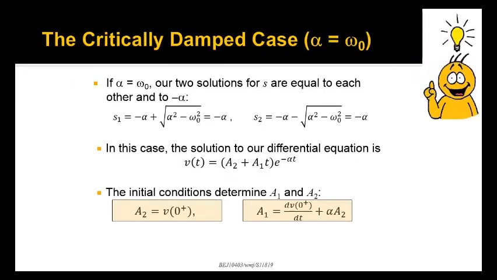Okay. In the critically damped case, where your alpha is equal to omega naught, we will have two equal roots. Your S1 and S2 should be equal to each other, and both equal minus alpha. So in this case, the solution to our differential equation will be (A2 plus A1 t) e^(minus alpha t). Then, since you have two constants A1 and A2, we will determine these values using the initial conditions for v(0) and dv(0+)/dt.